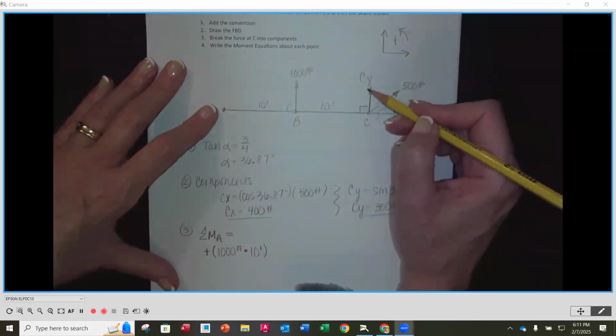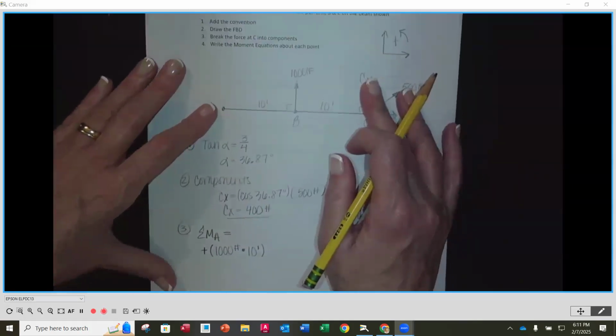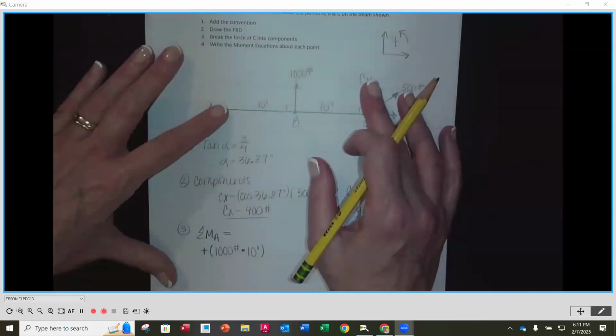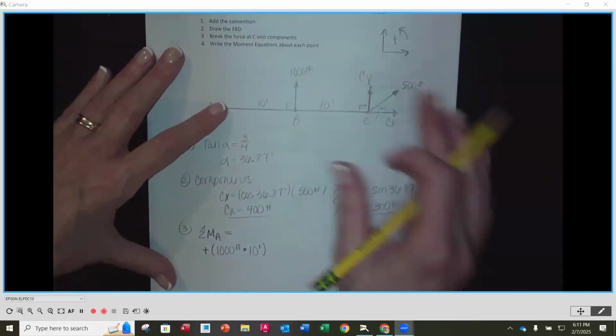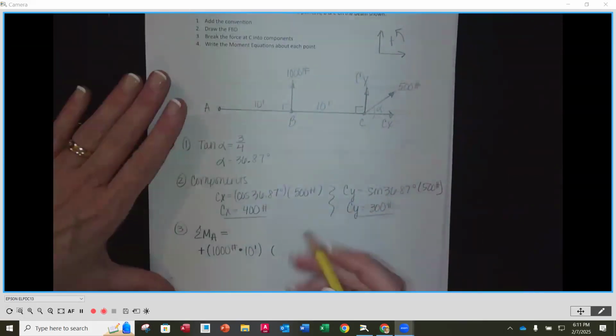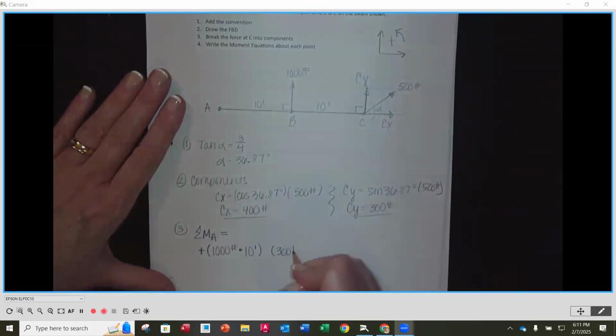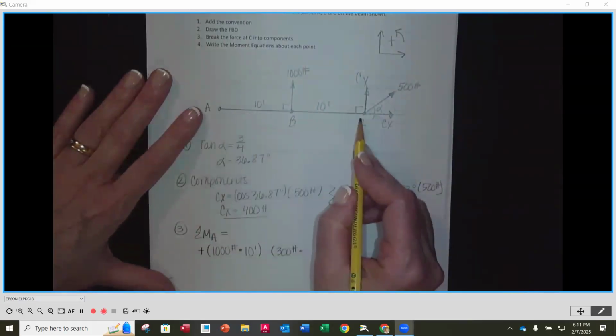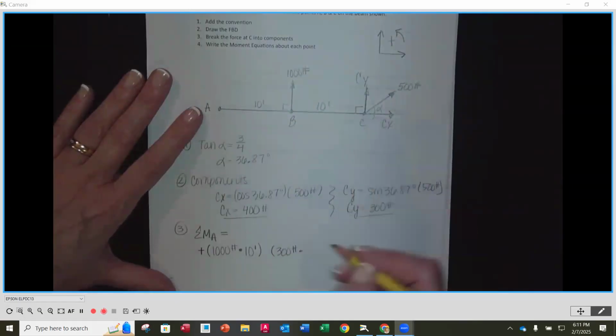So we're going to use first the Y component of that force. We're going to keep our finger on A and rotate in the direction of that force. Indeed, it causes a rotation, so we're going to include it as a moment. So we are going to get CY. We don't know what CY is. What am I thinking? This is 300 times the perpendicular distance. That's going to be 20 feet total from A.